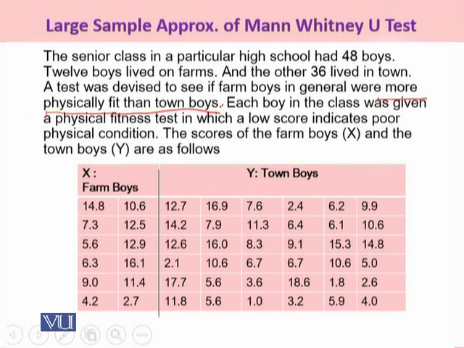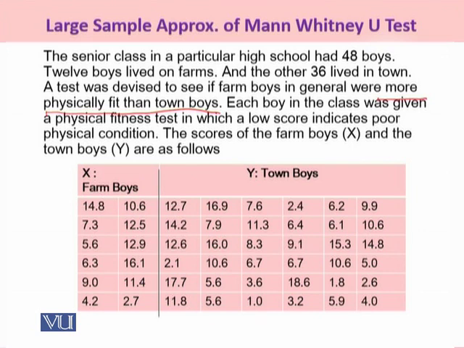Now students, as you can observe, the test asks you to make a comparison of the scores between the farm boys and the town boys. And if you look at it, this test is referring us to the directional hypothesis, because we need to compare whether one group is more physically fit compared to the other group.